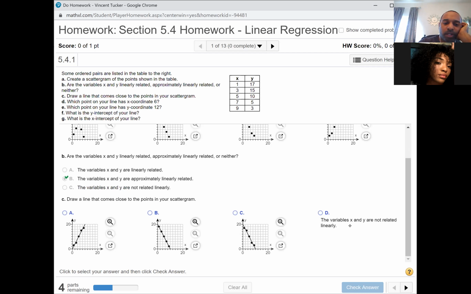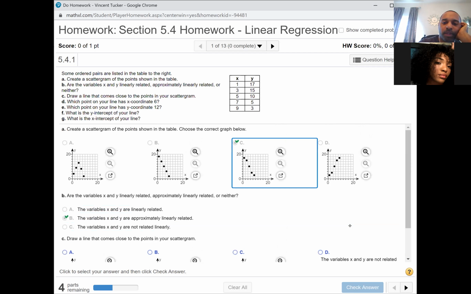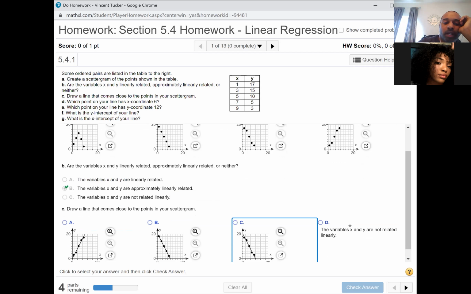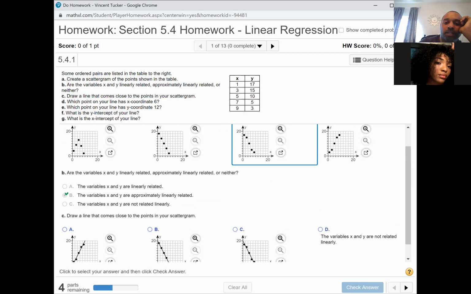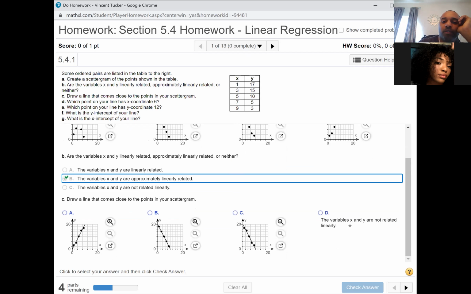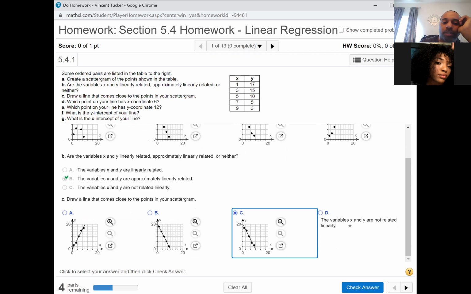All right, draw a line that comes close to the points on your scatter diagram. So basically, you're going to take C and draw a straight line through it, and that straight line is the line that best summarizes a linear relationship. So it can't be A right here, because remember, your graph is right here at C. So it has to be that exact graph, but with a line drawn through it. So that would be C.